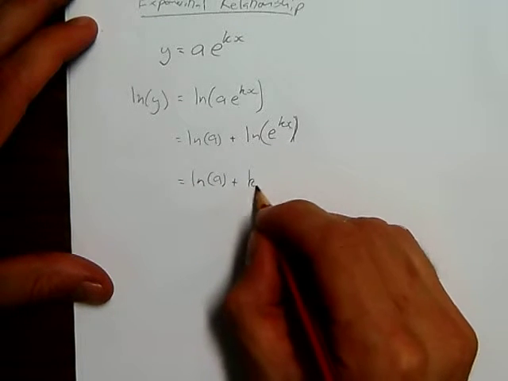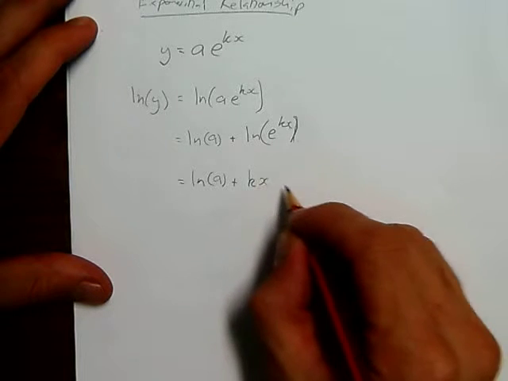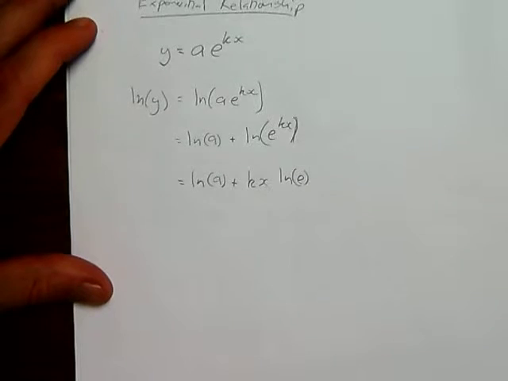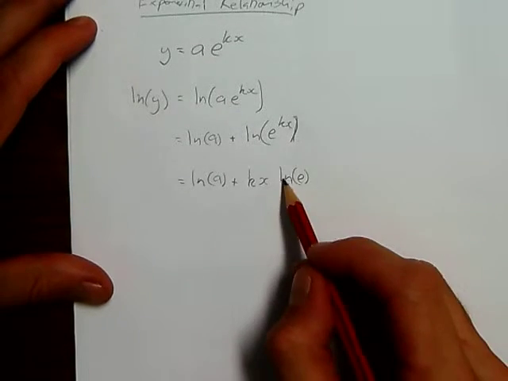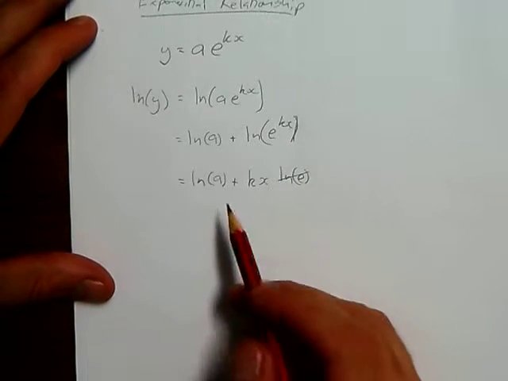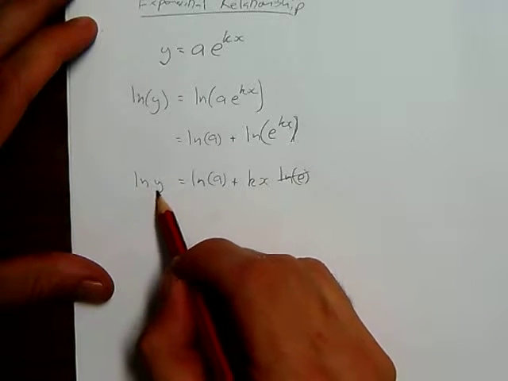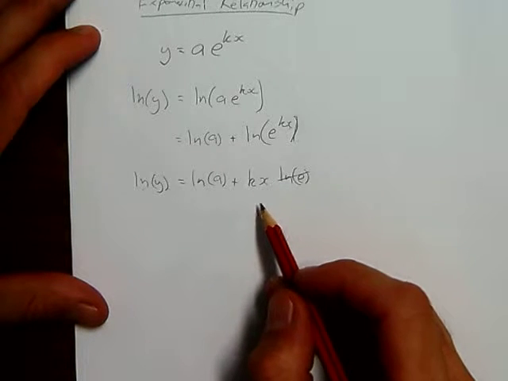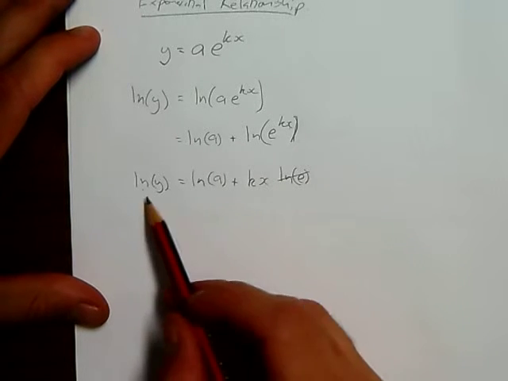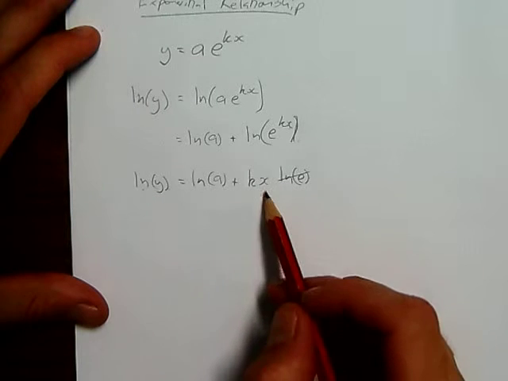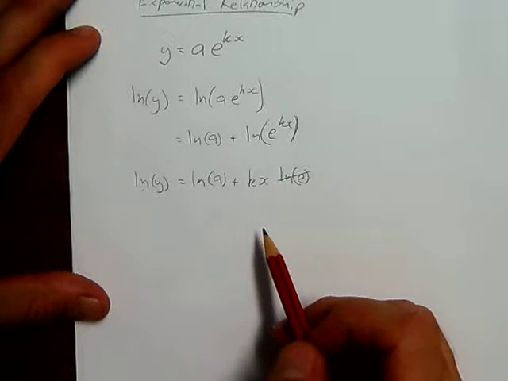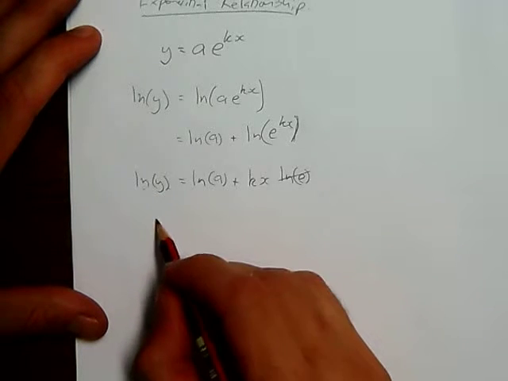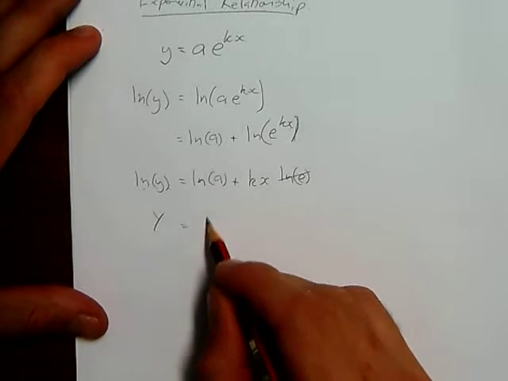plus kx ln e. Now what's ln e? 1. Okay. Now I have ln y equals ln a plus kx. Now can anyone see what relationship I have between ln y and x? It's linear. I'll make it a little bit more obvious. I'm going to change ln y to big Y, and ln a I'll call big A.